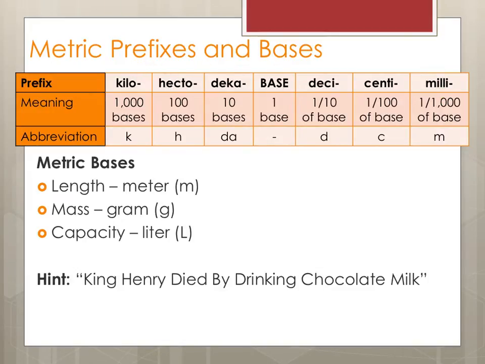And a good way to remember these different metric prefixes is the phrase, King Henry died by drinking chocolate milk. If you can remember that phrase, you'll remember the first letter and the abbreviations for all the different metric prefixes. So K is the kilo, H is the hecto, this first D is the deca, B is the base unit, the second D is deci, C is centi, and M is milli.